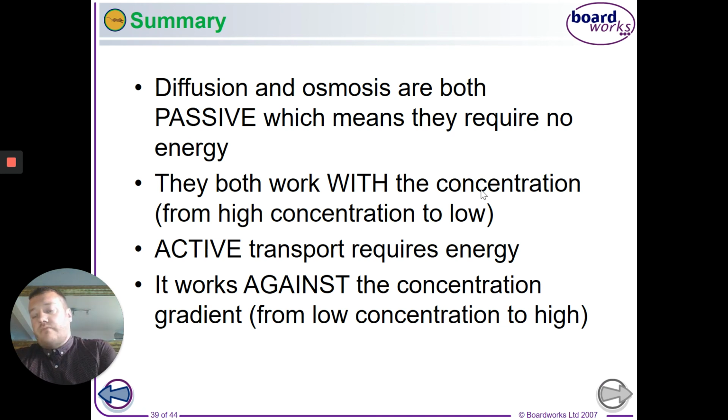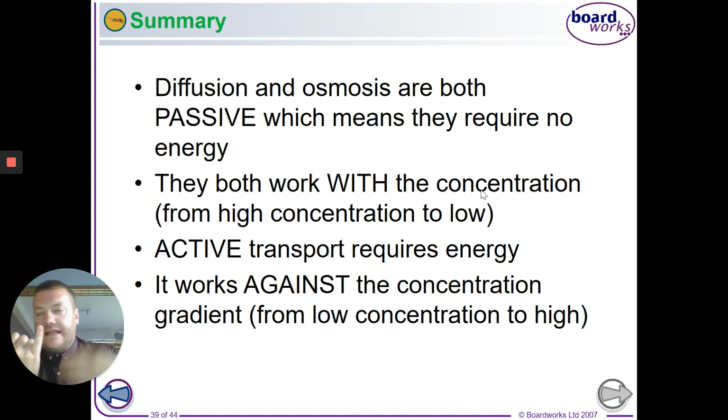So, just to summarize, diffusion and osmosis are both passive. That means that they require no energy. They will happen anyway. They're basically the process of spreading out due to particles moving and randomly bumping into one another until they're roughly equal on both sides or in two areas. We call that spreading out working with or down the concentration gradient, moving from a high concentration to a low concentration. Active transport, which is the third one, is special in a couple of ways.